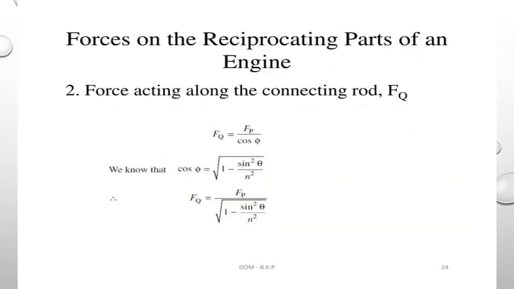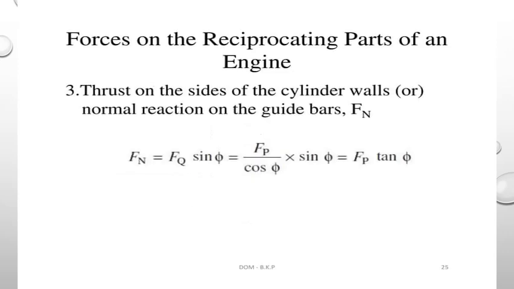Next, the force acting on the connecting rod. The force is given as Fp equal to Fq cos phi. Similarly, applying cos phi as the square root of 1 minus sin square theta by n square, Fq equal to Fp by the square root of 1 minus sin square theta by n square. Next formula is thrust. To find the thrust, Fn is denoted as thrust equal to Fq sin phi. Substituting Fp by cos phi into sin phi, similarly the thrust equal to Fp tan phi.